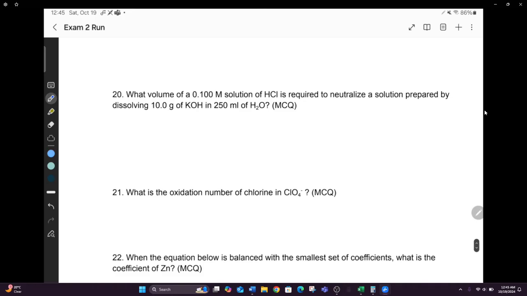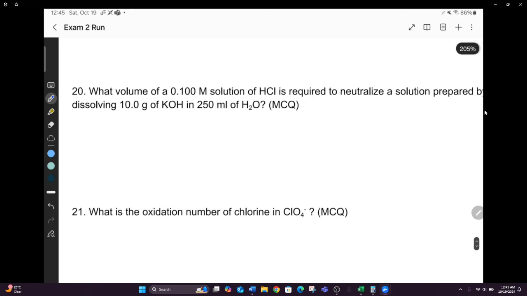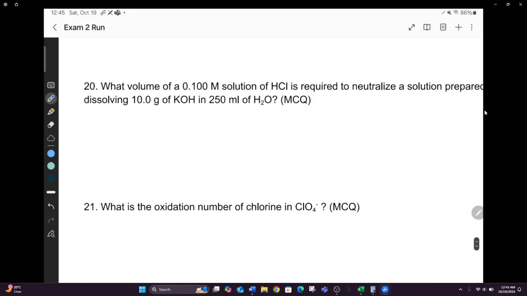A small volume of a 0.1 molarity solution of HCl is required to neutralize the solution prepared by dissolving 10 grams of KOH in 250 milliliters of H2O. This doesn't seem as bad as it looks, right? Basically, because we know molarity is moles per liter, we're going to turn our grams of KOH into moles and divide that by our liters of solution. So let's do that real quick.